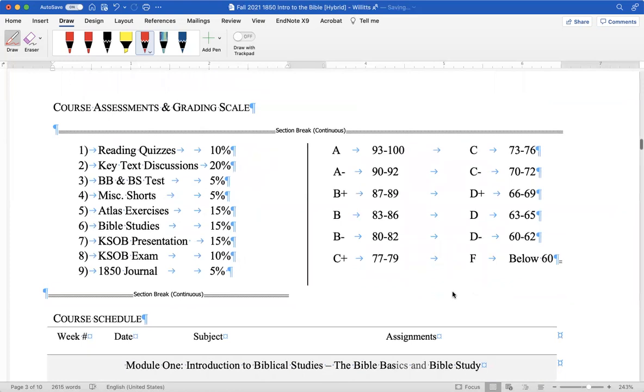Now here's a list of them in order from 1 to 9 with their percentages. Again, a handful of assignments, more than would be typical of a traditional course, but because it's a hybrid, this is to be expected. Less seat time, more learning activity opportunities. There's the grading scale, pretty typical.